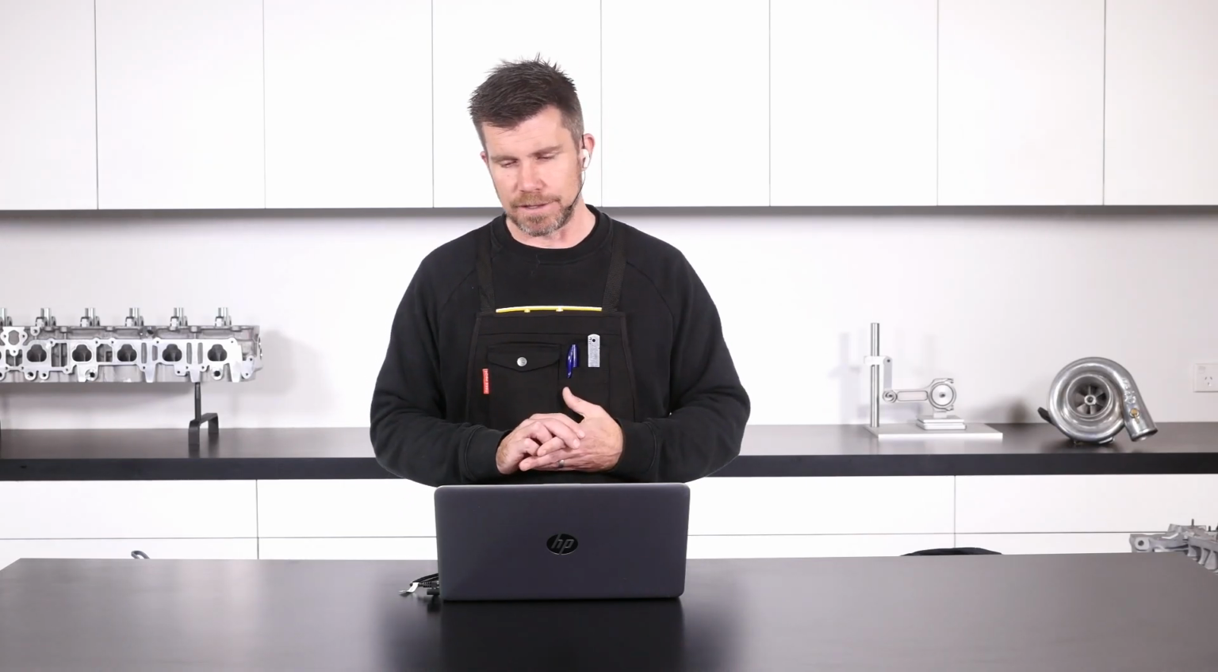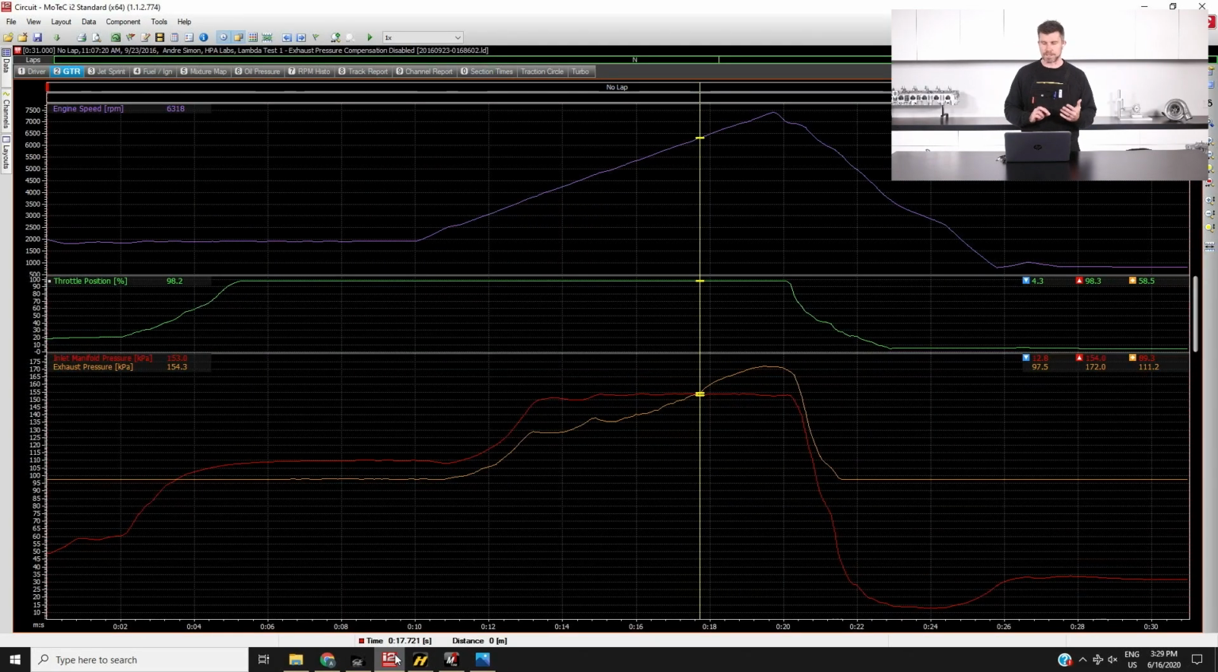So the reason that turbine inlet pressure is important is it gives us a bit of a guide as to how well matched the turbine side of our turbocharger selection is. Now, I don't want to just sit here and talk for 45 minutes because that's going to get a bit boring. So let's just jump straight into some analysis software here, and we'll get a bit of an idea of what this actually looks like in real world conditions.